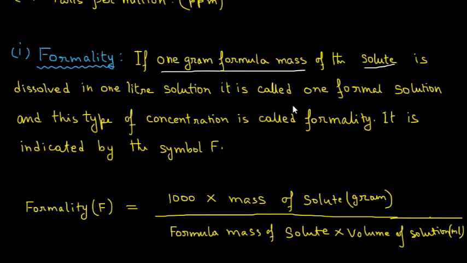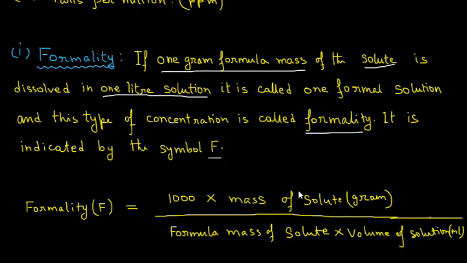And solvent is dissolved in 1 liter of solution. So it is dissolved in 1 liter of solution. It is called formal solution, and this type of concentration is called formality. So this is known as formality and it is denoted by F.